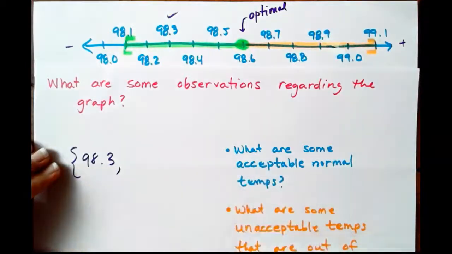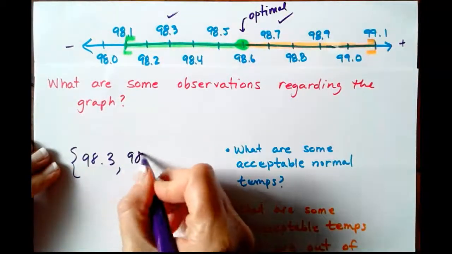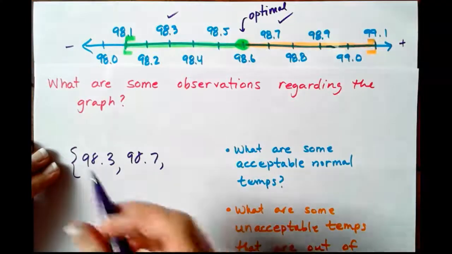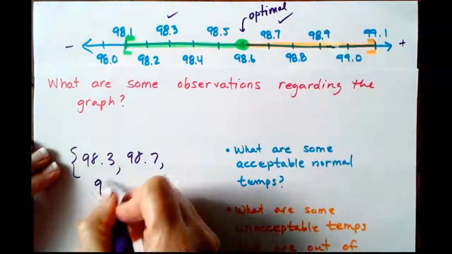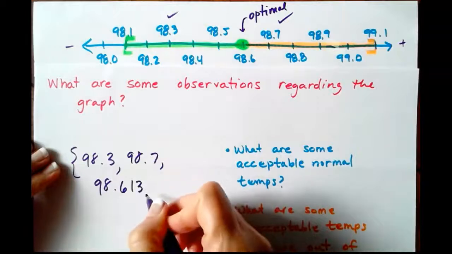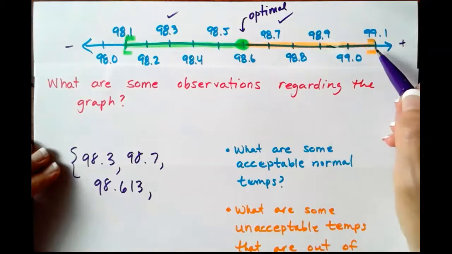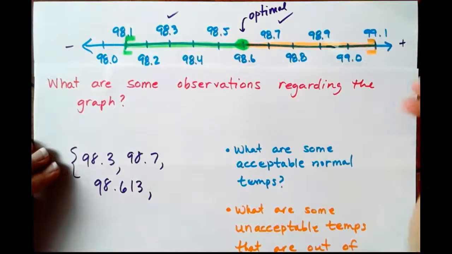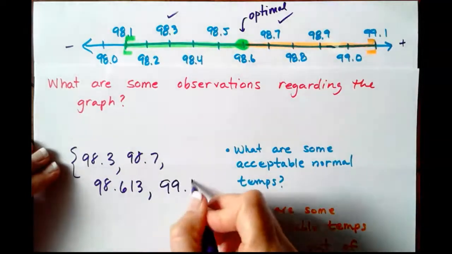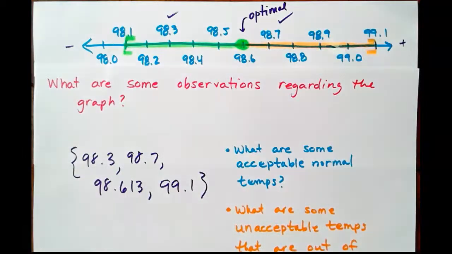That's an acceptable temp. We could be 98.7. That's an acceptable temp. We could be 98.613. That's an acceptable temp. And if we're able to deviate all the way up to and including 0.5 above, we could even say 99.1. So all of those are acceptable normal temperatures because they do not deviate or vary more than 0.5 from the optimal temperature of 98.6.